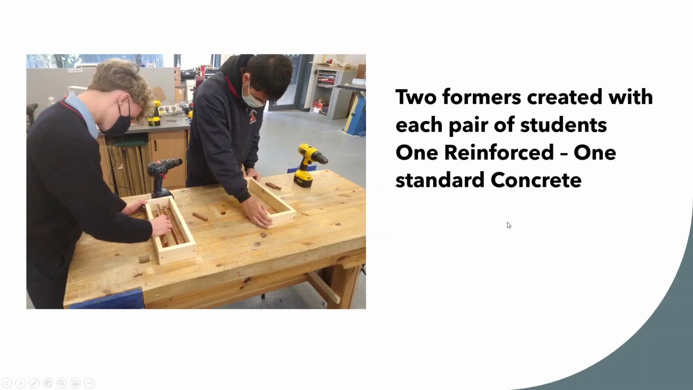And so two formers are created with each pair of students. So one student will be creating a former with no reinforcement in it. So you can see here I used copper pipe just as an example of a reinforced steel bar. And as you can see, one student has no reinforcement in his former and one student does, just to act as a control for the experiment phase. So there they are, they've made their formers, so now they're just putting in the copper bar to act as the reinforcement agent.